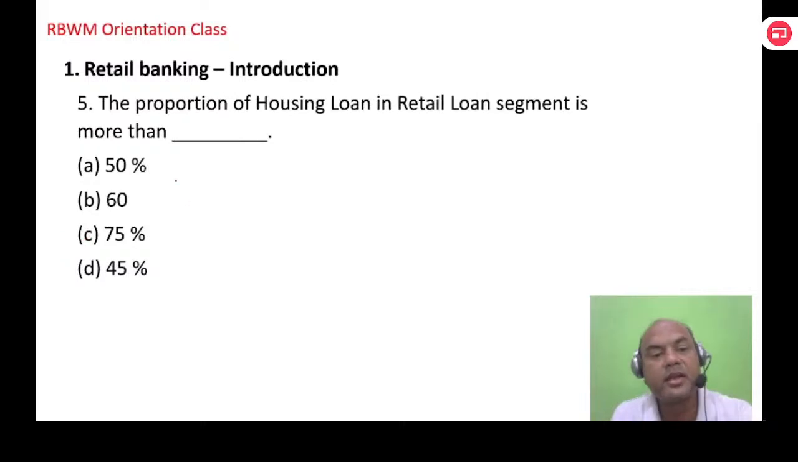And last question, the proportion of housing loan in retail loan segment is more than, very important one. Proportion of housing loan in retail segment is more than. Now somebody can type 50% also. Okay, that is also the answer, but the right answer is 60%. It depends on bank to bank. Some banks have 50%, some banks have 60%. But general trend is it is more than 60%.